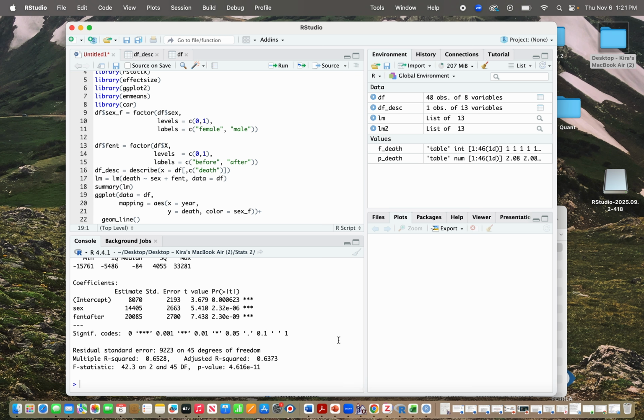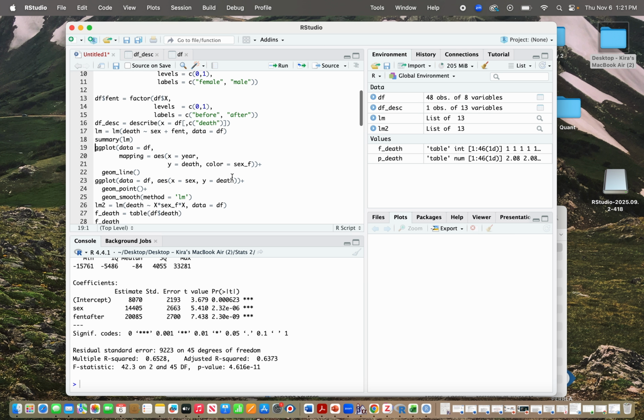And so you can see the R squared down at the bottom is 0.6528. That's our R statistic. And our F statistic is 42.3. And we have an extremely statistically significant p-value. So these types of things are super easy to do. You just have to know what you're trying to say.